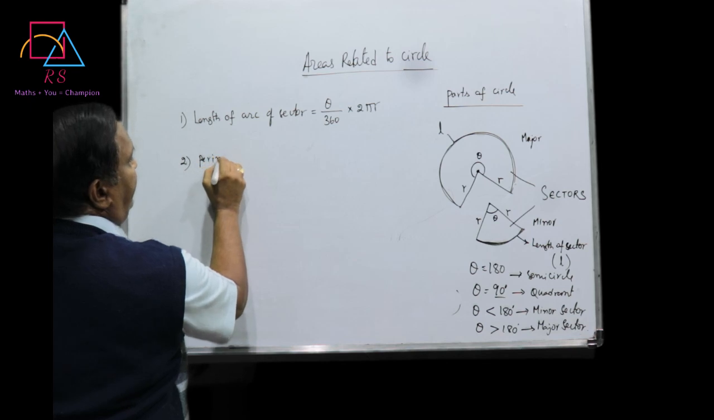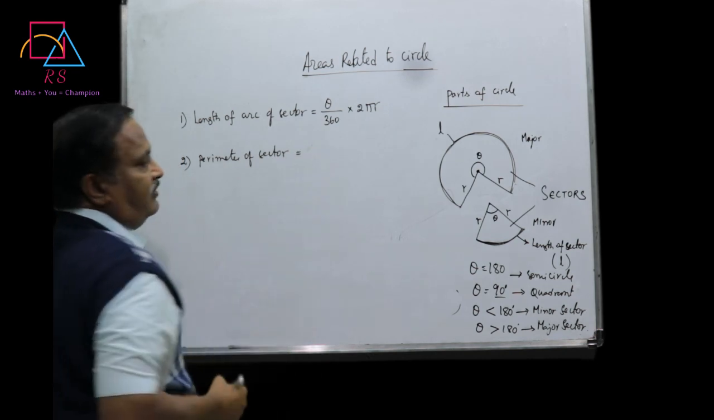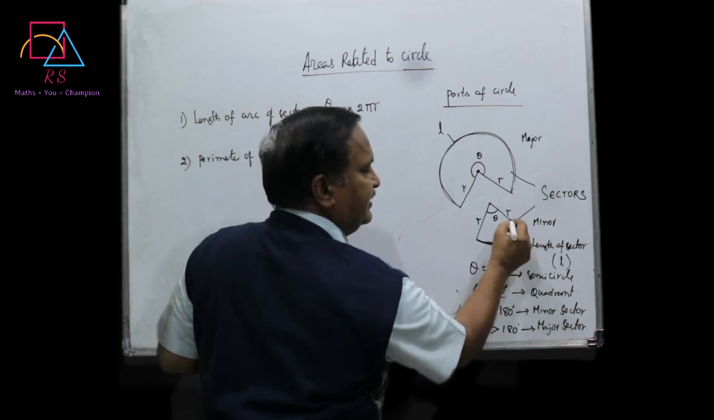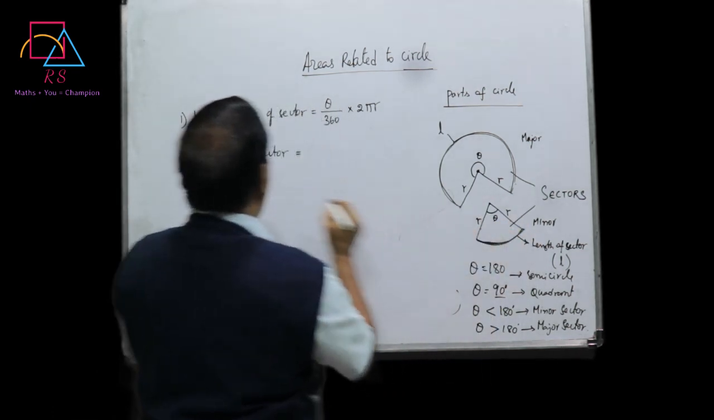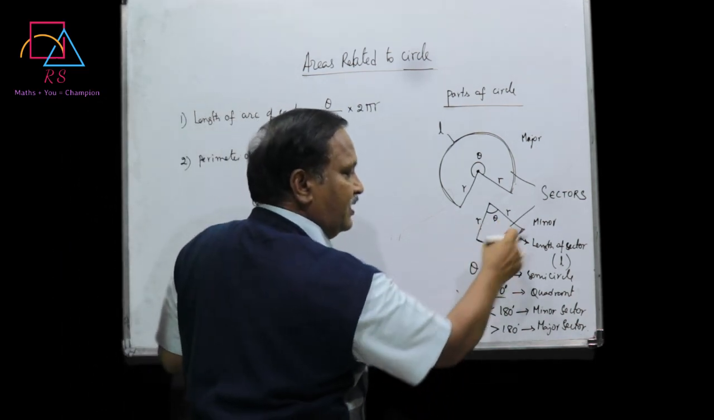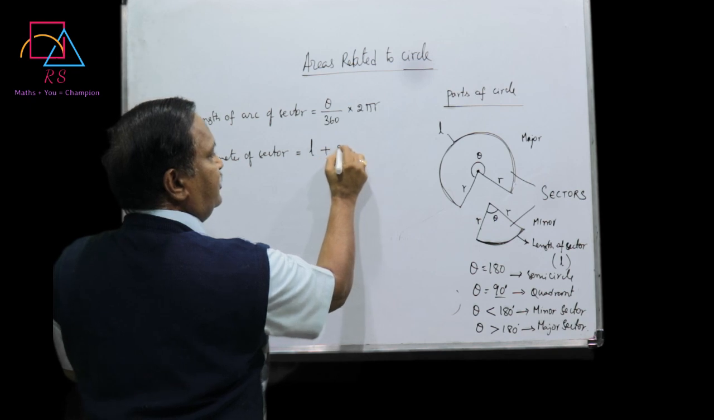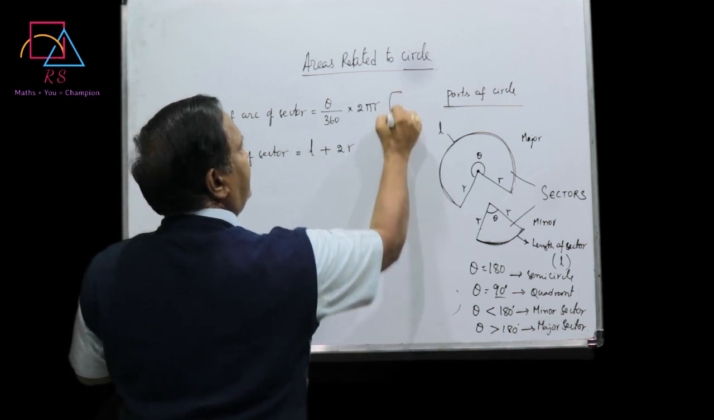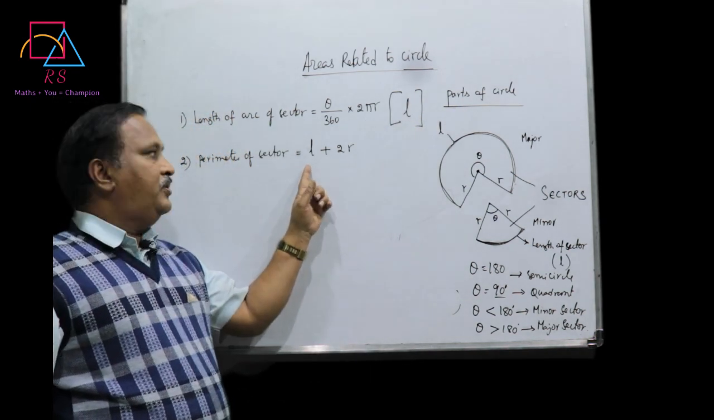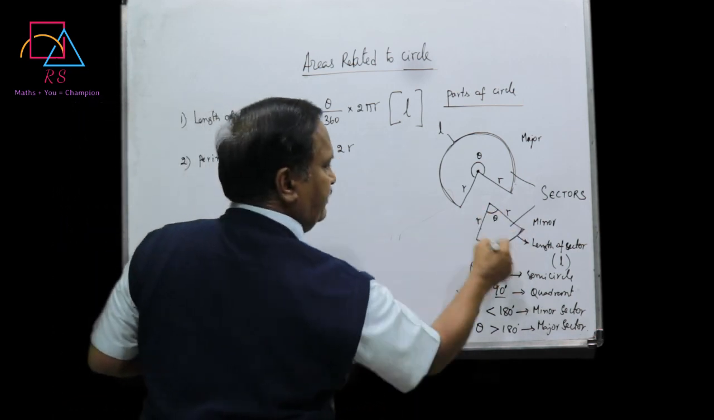Second, perimeter of the sector. Perimeter is the total boundary. The sector has one arc and 2 radii. That means length of arc plus 2 radii. If I call L the length of arc, the perimeter of the sector is equal to the length of arc plus 2r. So you will get the total perimeter.